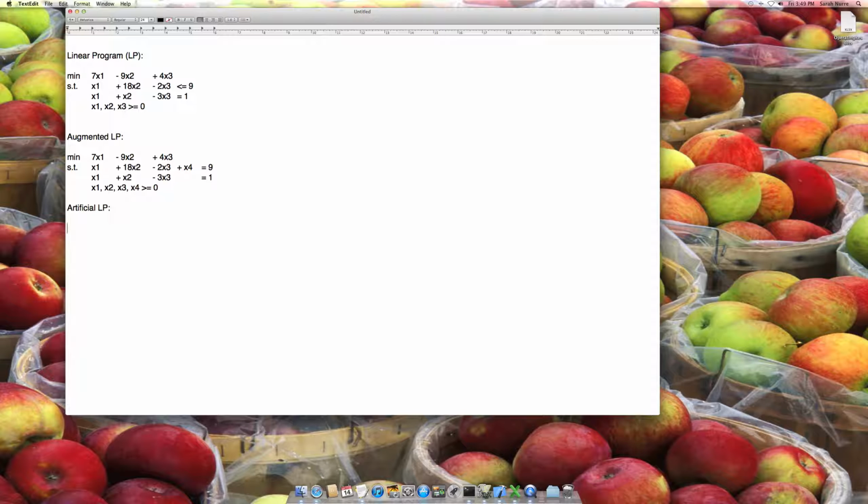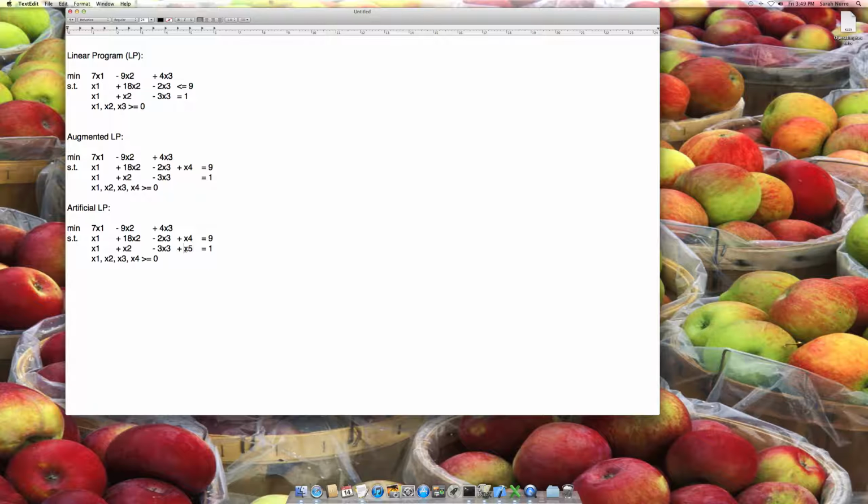So to combat that, we do what I would call an artificial LP. To do that, we're going to take this exactly as is, but then add in an extra variable here, plus x5. Just know I have x4 here and x5 even though they're in the same column. And keep it at equality.